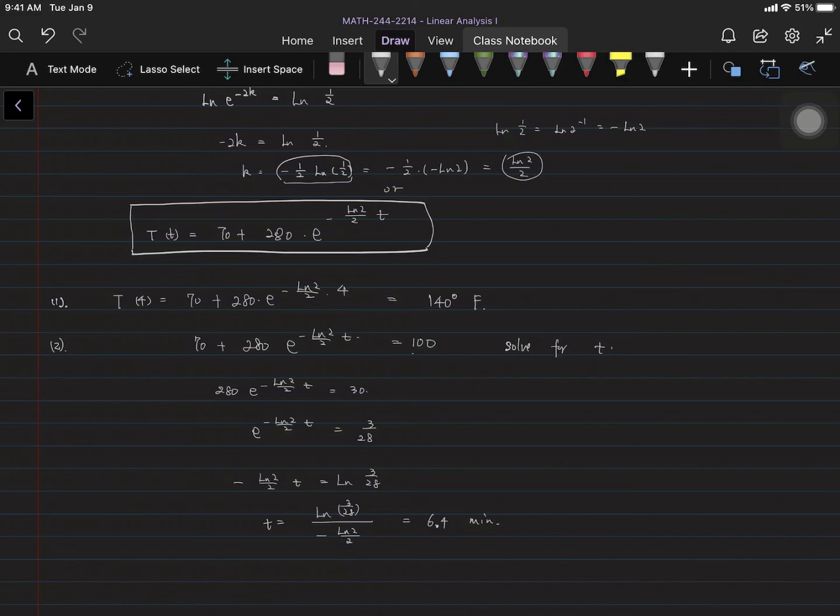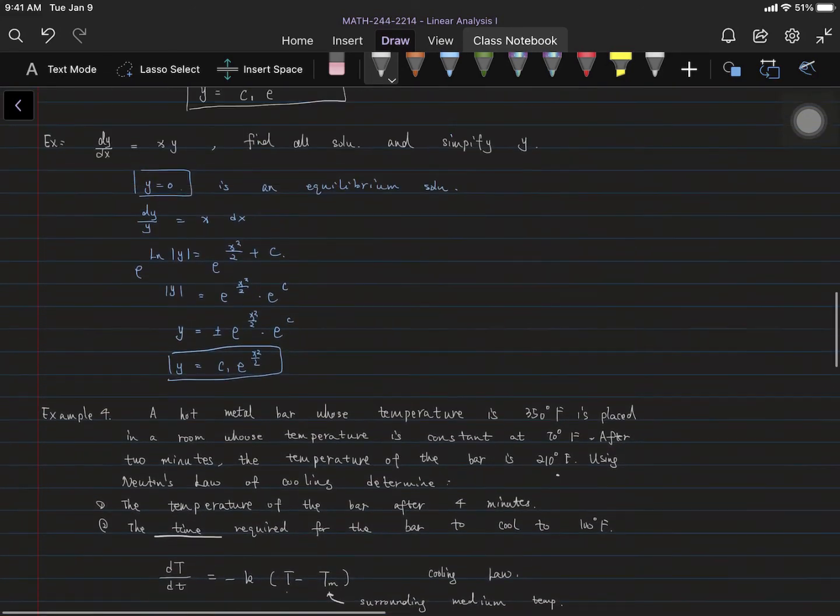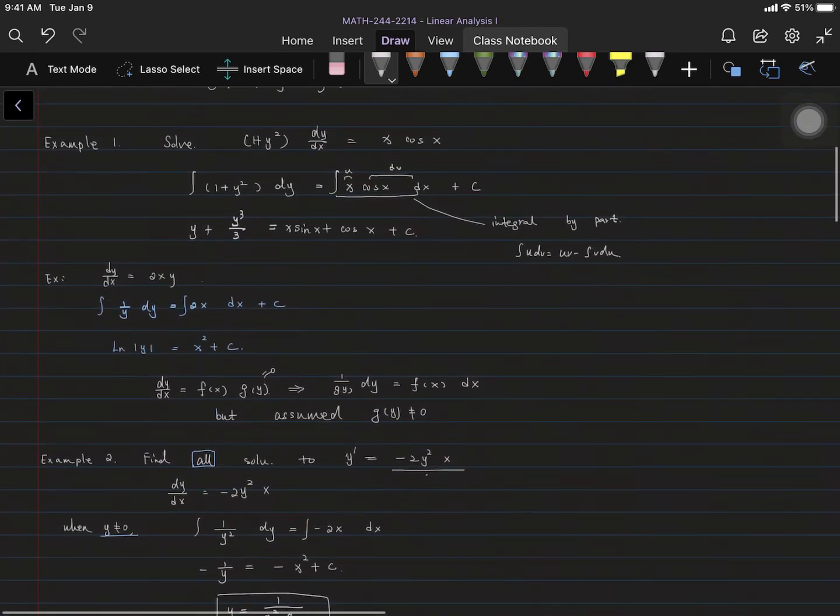So in the homework, you will find a similar problem. Okay, and here's the application. So this will be in the quiz. Okay, we can stop here.